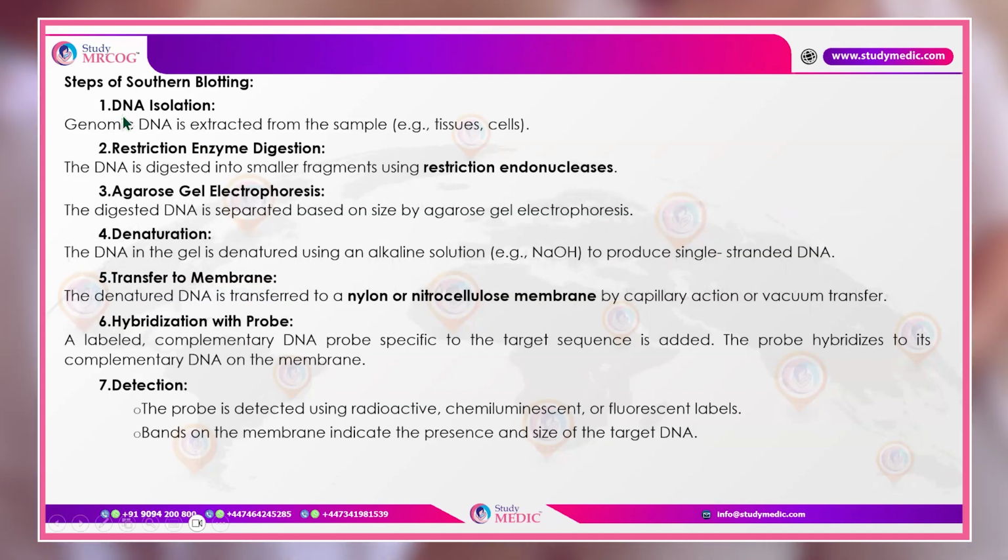So what are the steps here? Isolate the DNA from the sample. Use restriction enzymes. Restriction enzymes will cut and cleave the DNA fragments, then separate the fragments. Then DNA is denatured. Then it is transferred to the membrane, hybridized with the probe, and detection will happen. So you can see similar steps in northern blotting also. Remember, southern blotting is for DNA evaluation, northern blotting is for RNA evaluation.